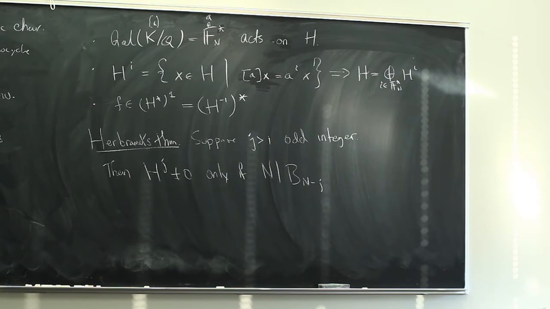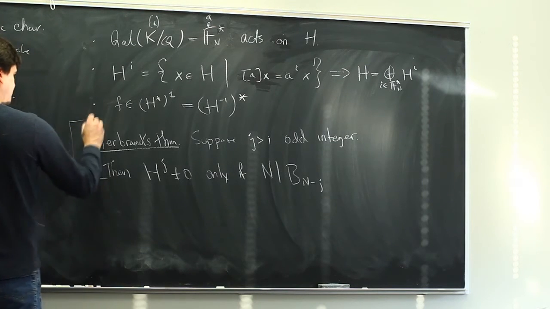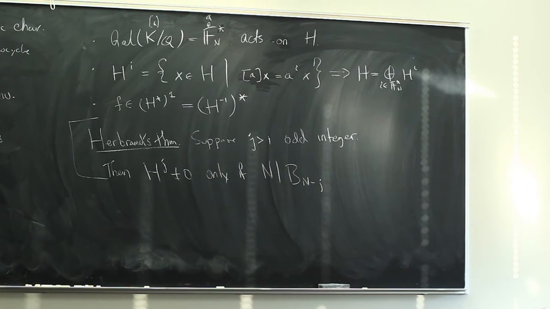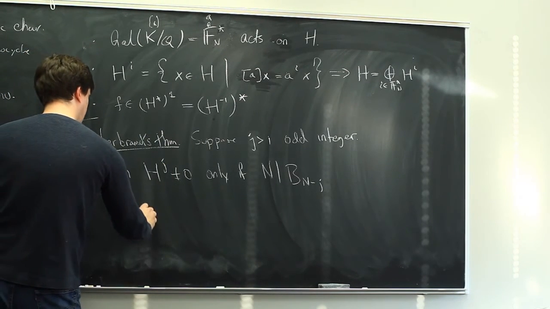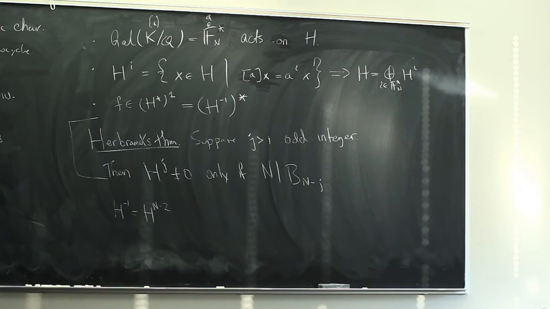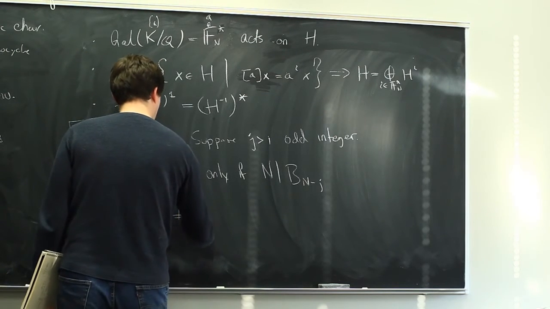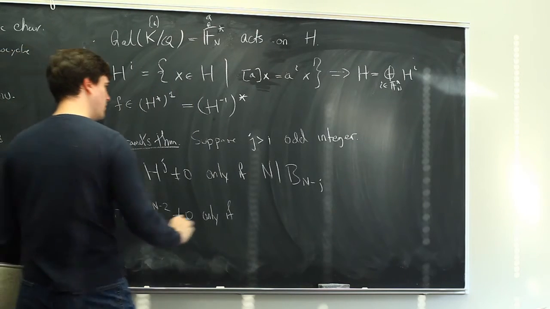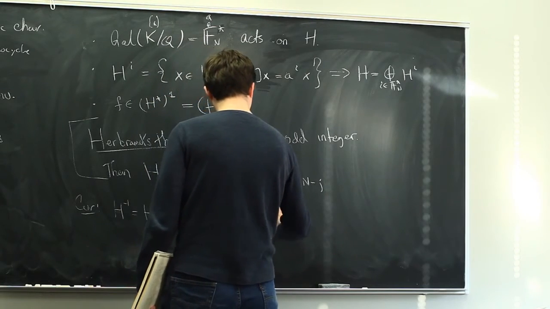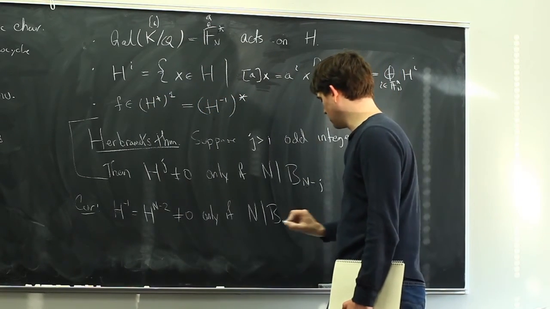Okay? So I'm just going to use this as a black box. Okay, so we're interested in H minus 1. So H minus 1 is the same thing as H_{n-2}, because these numbers are only defined mod n minus 1. And so n minus 2 is an odd integer, because n is odd. And so, I guess I should say corollary, H minus 1 is non-zero only if n divides B_{n-(n-2)}, which is B_2.